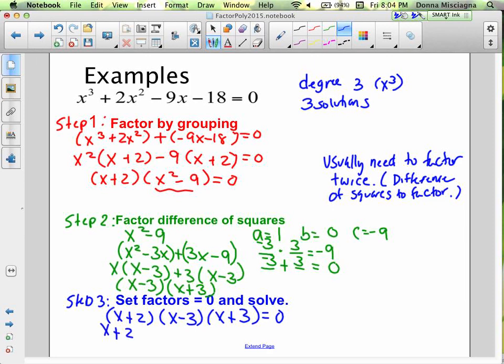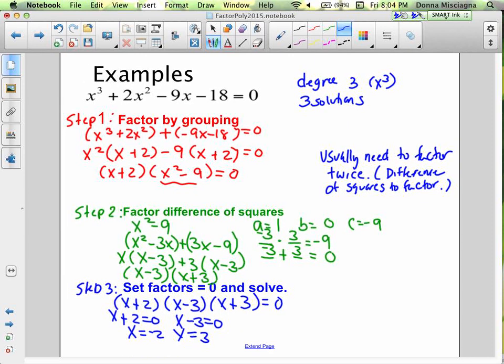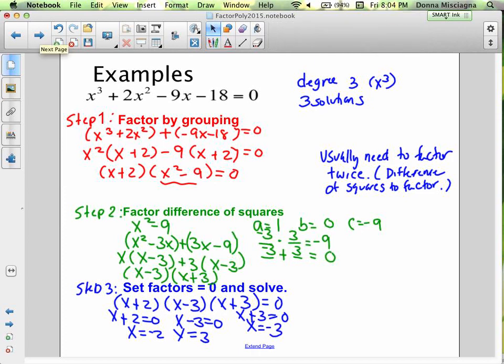So if x plus 2 equals 0, we'll subtract 2 from both sides, x equals negative 2. If x minus 3 is 0, we'll add 3 to both sides, x is equal to 3. And if x plus 3 is equal to 0, we will subtract 3 from both sides, so x equals negative 3. And there you have it. We have found our three solutions in under 5 minutes. And you can probably do it faster because you won't be talking the whole time.